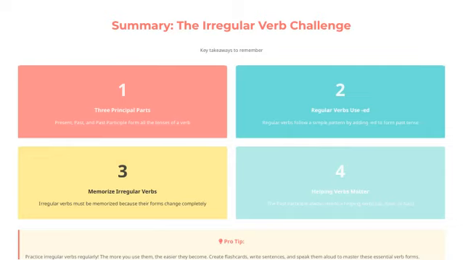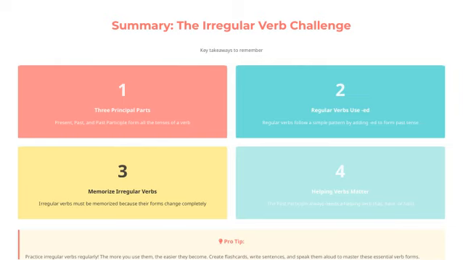So to wrap up the irregular verb challenge, let's go over the key takeaways. First, remember the 3 principal parts of a verb. These are the present, past, and past participle forms, and they're essential because they help us navigate all the tenses. Next, regular verbs are a bit simpler. They follow a pattern by adding ed to form the past tense. It's a straightforward rule that makes regular verbs easier to master.